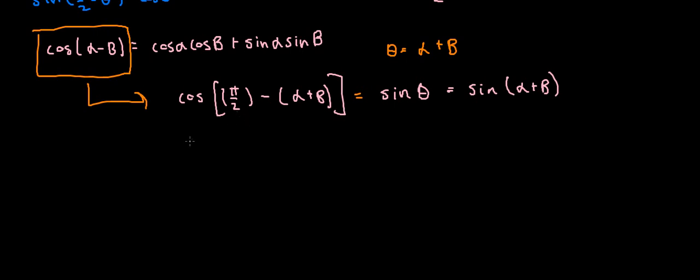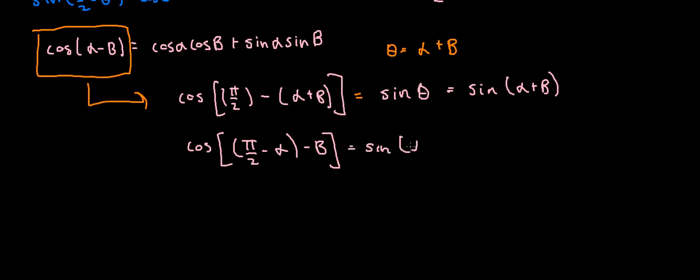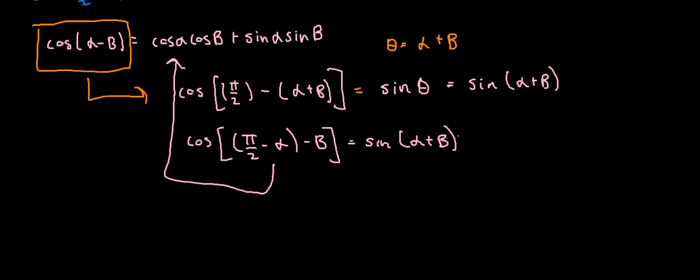So first of all, I'm going to rearrange this very slightly to make it easier. I'm going to distribute this minus sign. I'm going to make the first angle pi over 2 minus alpha, and the second angle minus beta. And this is equal to sine of alpha plus beta. So now I'm going to take this and substitute it into this over here, and then I will know what sine alpha plus beta is equal to.